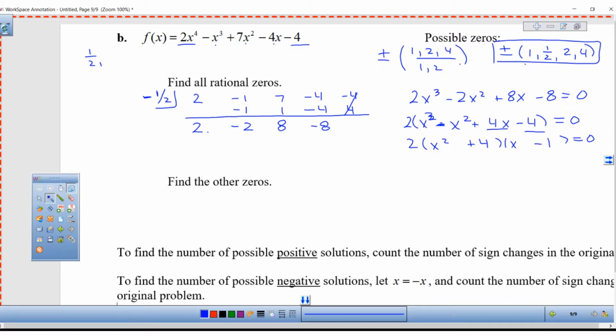So I have one rational 0 I've already proven, negative 1/2, because I did the long division and I got a 0. If I set that equal to 0, I get x equals 1. That's another rational 0. These are going to give me other zeros. So I'm going to box that very clearly. I've demonstrated those are my rationals.